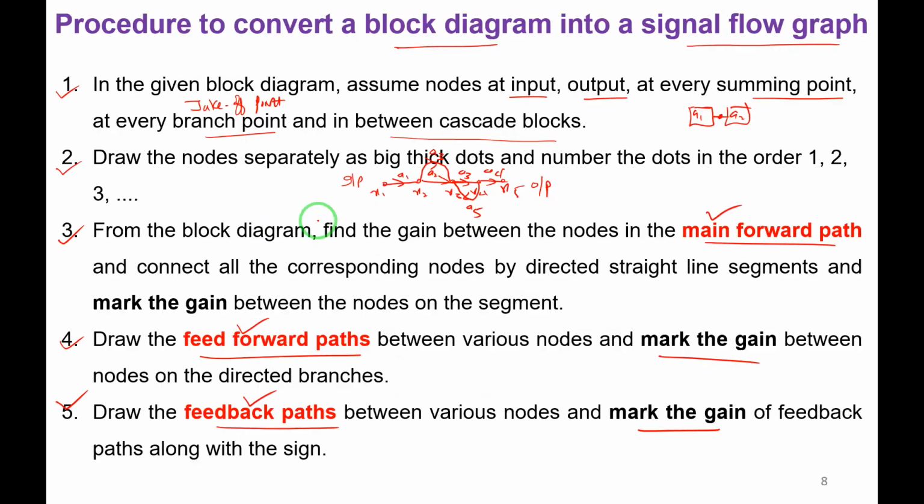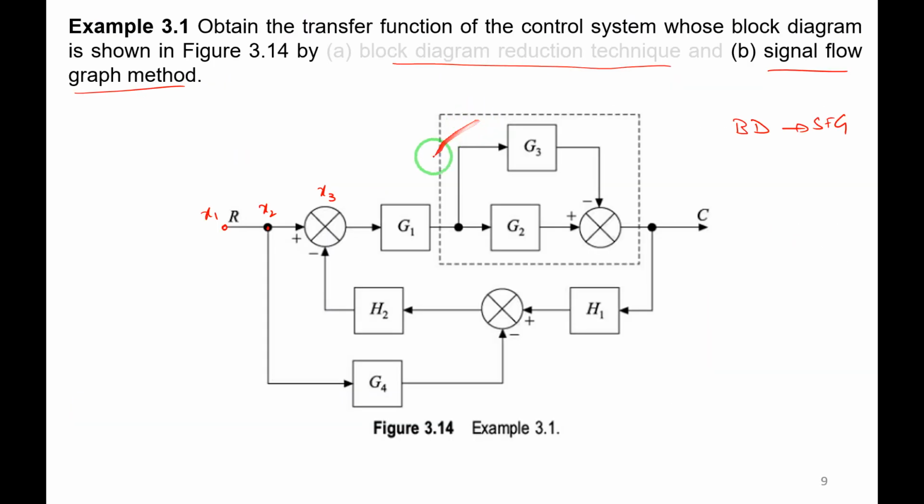The first step in the given block diagram is to assume nodes at the input, output, at summing points, at takeoff points or branch points, and in between the cascade. That I am doing. For a block, it is the gain, so I will not take a node there. Here is one more takeoff point, so I will call it X4. Next I am going along the forward path. The summing point is there, I will call it X5. The takeoff point is here, I will call it X6. And this C is the output. You can call it C only, or else let me take it as X7.